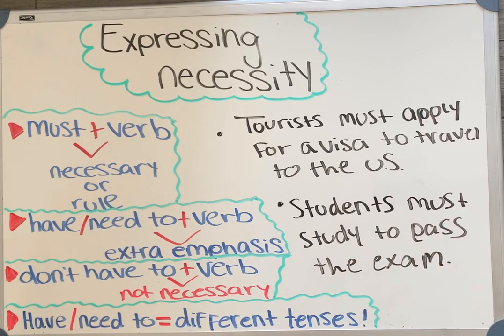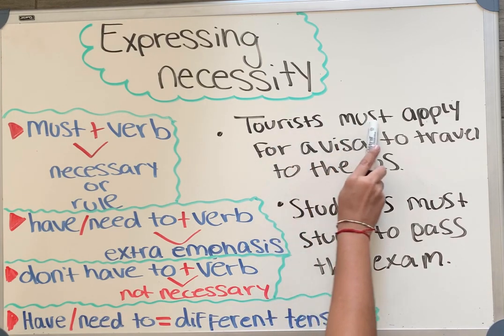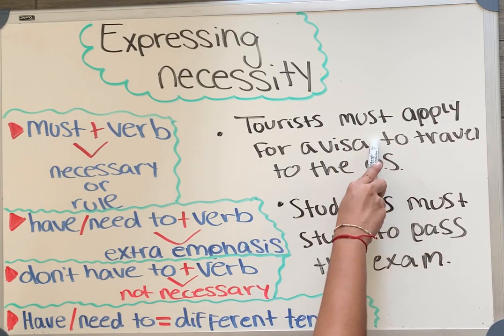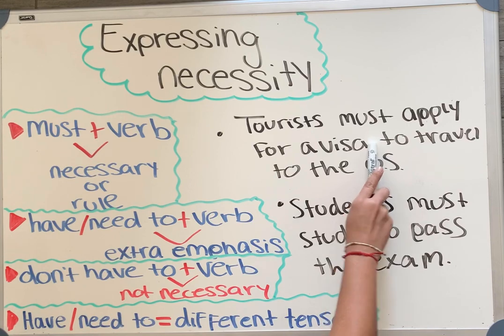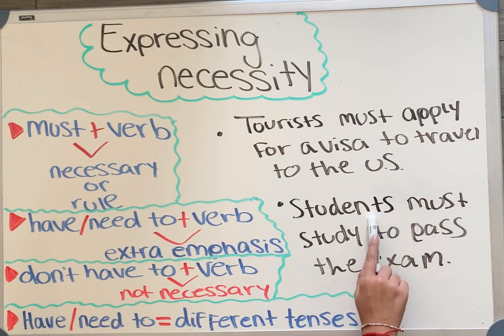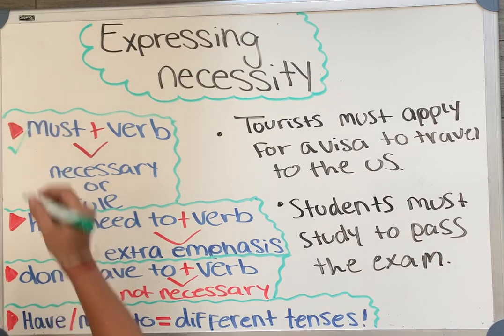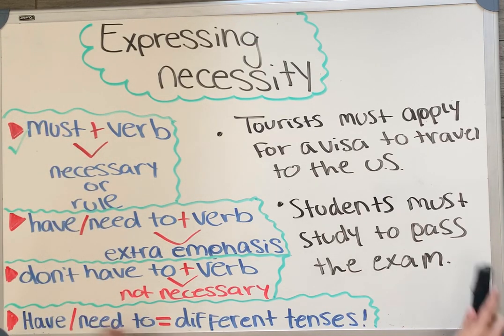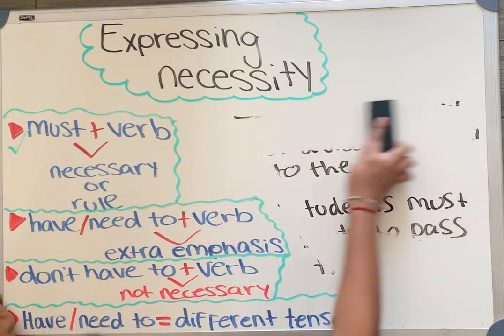Okay? So I'm saying what is necessary, estoy diciendo qué es lo necesario and for what, y para qué es necesario. So right here, tourists must apply for a visa. Los turistas tienen que aplicar para una visa. ¿Para qué? Para poder viajar a los Estados Unidos. Los estudiantes deben estudiar. Sí, pero ¿para qué? Para pasar su examen. All right? I hope this makes sense. So we're going to mark this as done. All right? So let me erase this.